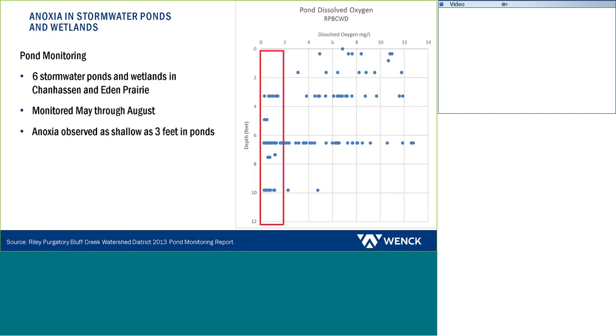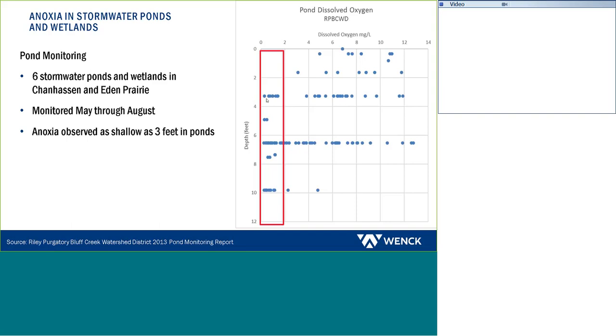So I took some data from the Riley Purgatory Bluff Creek Watershed District, where they measured 4 times 6 different ponds in the cities of Chanhassen and Eden Prairie. And this is the dissolved oxygen concentration up here, and then this is just depth in the water column. And what you see, not only do these ponds go anoxic regularly in this period, the anoxia is as shallow as 3 feet when you look at less than 2 milligrams per liter.